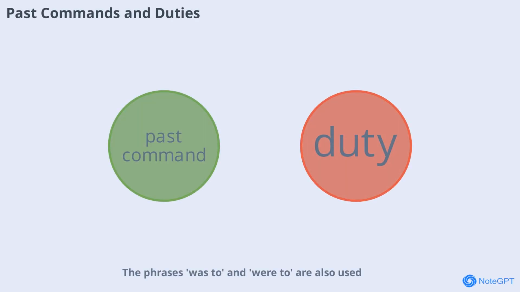The phrases was to and were to are also used to talk about commands or duties given in the past. This use is common when describing strict instructions or responsibilities that someone was expected to follow. For example, the guards were to check every ID card at the gate. This means that checking IDs was a duty assigned to the guards. It's a clear way to express past obligations.